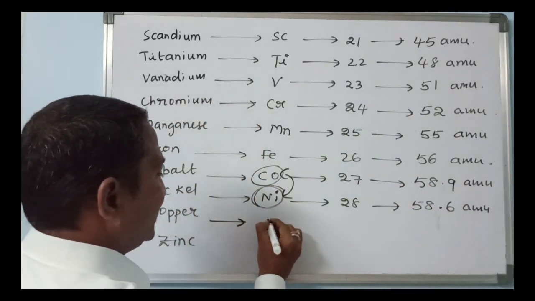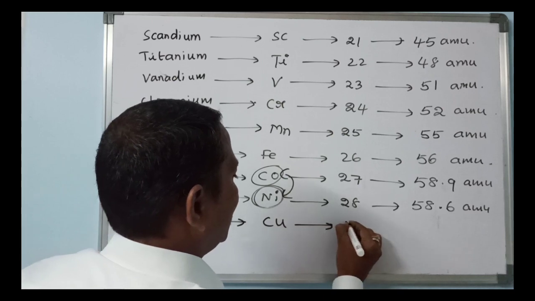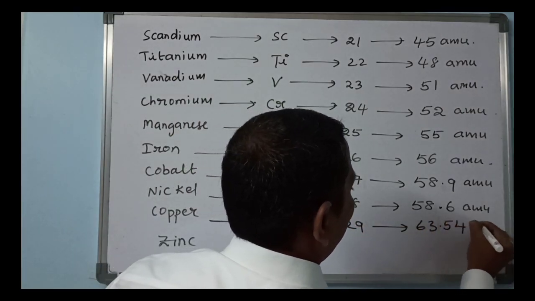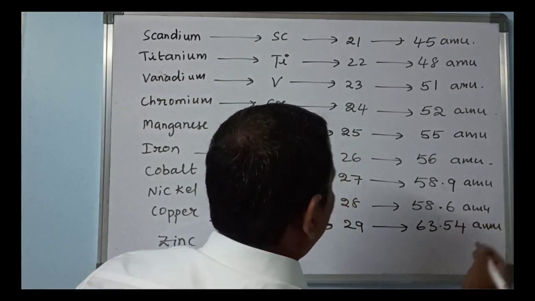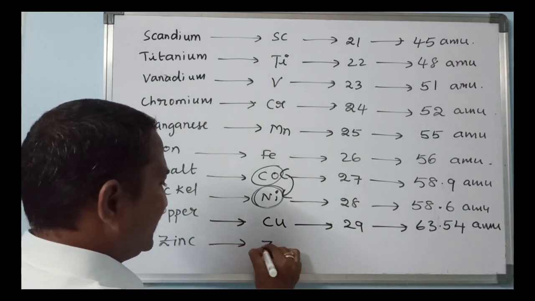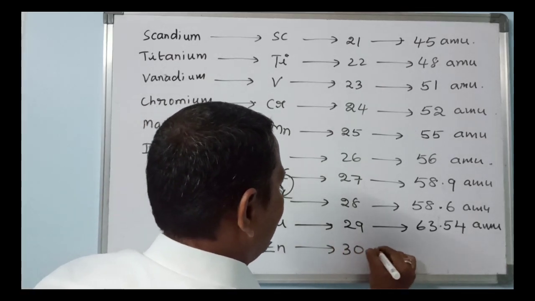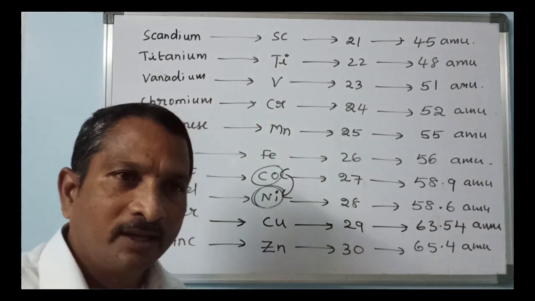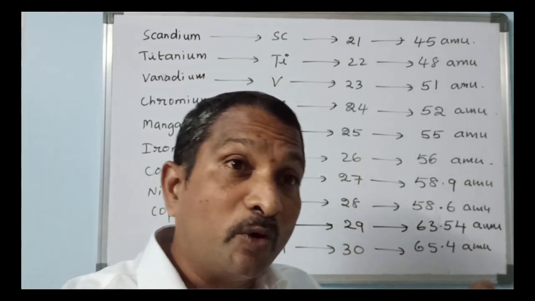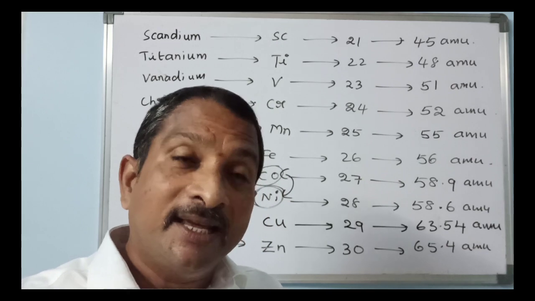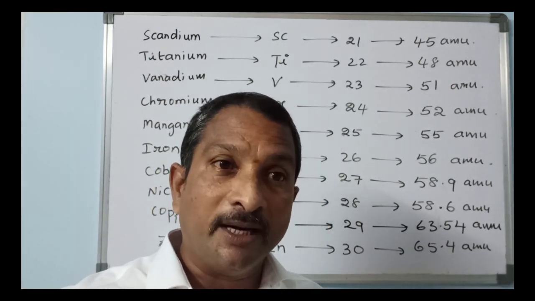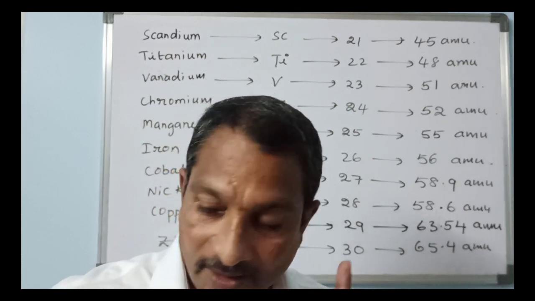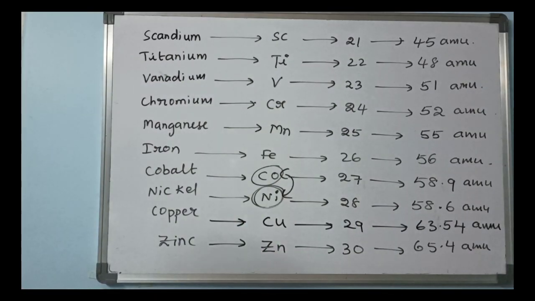Copper, symbol Cu. Cuprum, atomic number 29, atomic mass 63.54 AMU. Okay. Zinc, symbol Zn, atomic number 30, atomic mass 65.4 AMU. I have written elements from 1 to 30 with atomic numbers and atomic masses. Very, very important to understand numerical applications involving mole concept. Okay? Remember, all of you, note down and by heart.